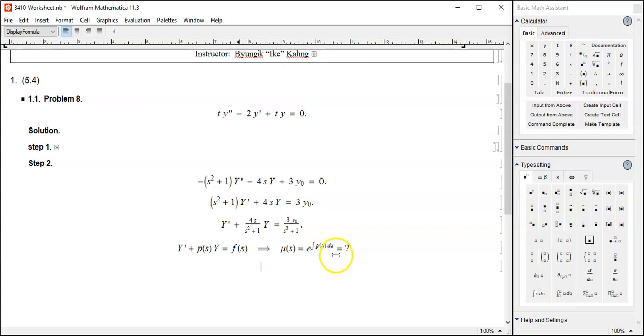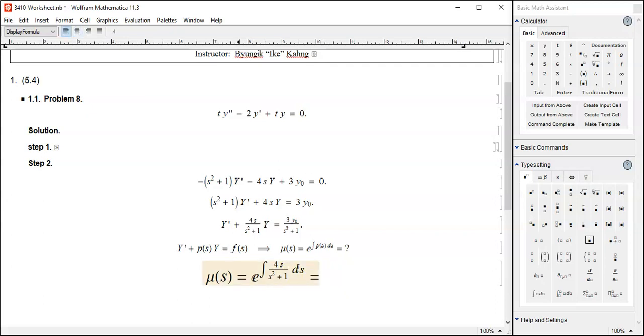Let's do this computation. Okay, all right. I need some bigger font. Okay, all right. What is p of s here? Right here, and let's use that. 4s over s squared plus 1.